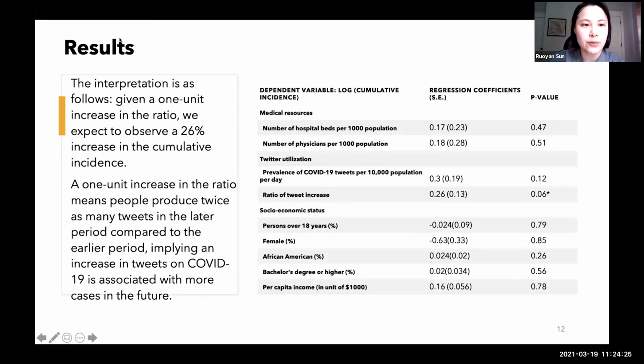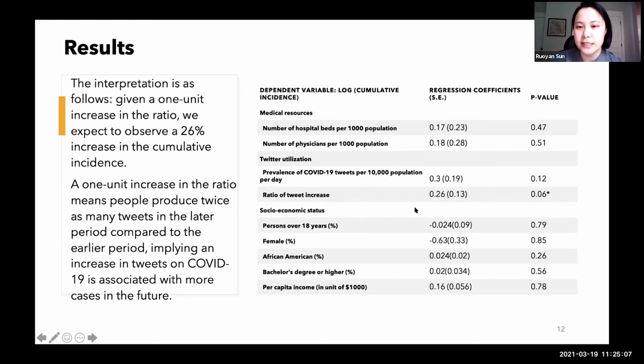We also did a quick regression analysis controlling for a set of state level variables that I briefly talked about. For example, we controlled for the percentage of adult population in a state, the percentage of female, percentage of African Americans, as well as education and per capita income. And also medical resources, for example, number of hospital beds per 1,000 population and number of physicians per 10,000 population. The key variable we're interested in here is Twitter utilization, especially the ratio of tweet increase over time.